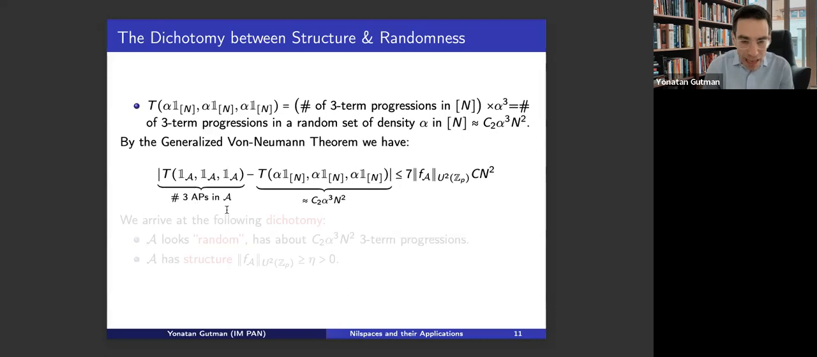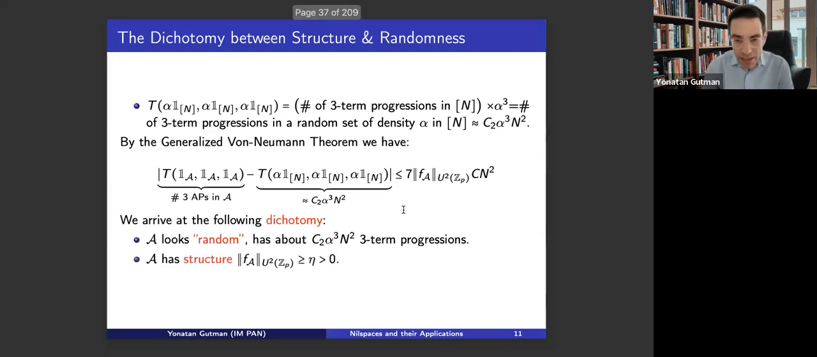So in any case, we get that the number that we are interested in, the number of 3-APs in A, minus the number which is easy to calculate for a random set of density alpha, is controlled by the Gowers norm. And then we have a dichotomy. Either this is 0, and then A looks random, so it has a lot of three-term progressions, so we are done. Or A has structure in the sense that its Gowers norm is positive.